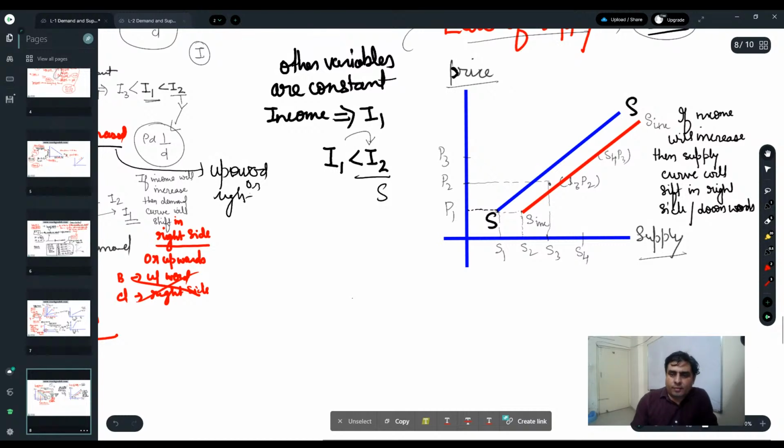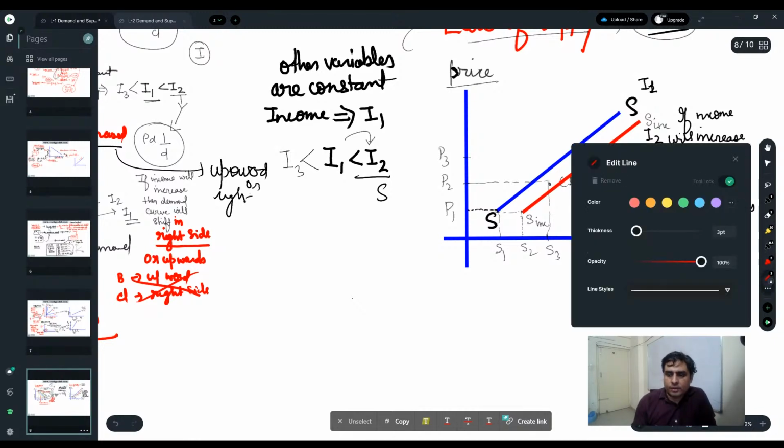Okay, so we have drawn one curve, that is the supply curve, and on that supply curve, income was I1, and we have increased the income from I1 to I2. Then the curve was shifted towards the right direction or downwards. Similarly, if we decrease the income from I1 to I3, then definitely the power to purchase is going to decrease, right? And supply is also going to decrease in a similar fashion.